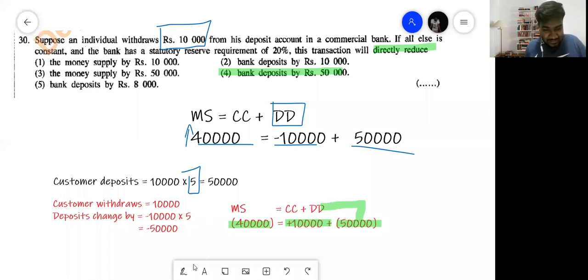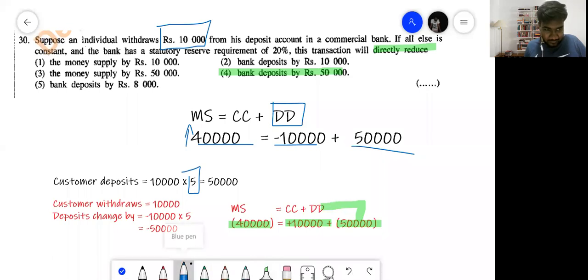Hold on, engineer withdraws 10,000 from his deposit account. Okay, sorry, you can go with this, assuming that it's a single bank. They're asking about a single bank, right? So if it is a banking system, then what I explained, right? So if it's a single bank, then it's just this. Currency held by public increases by 10,000, bank deposit reduced by 10,000.